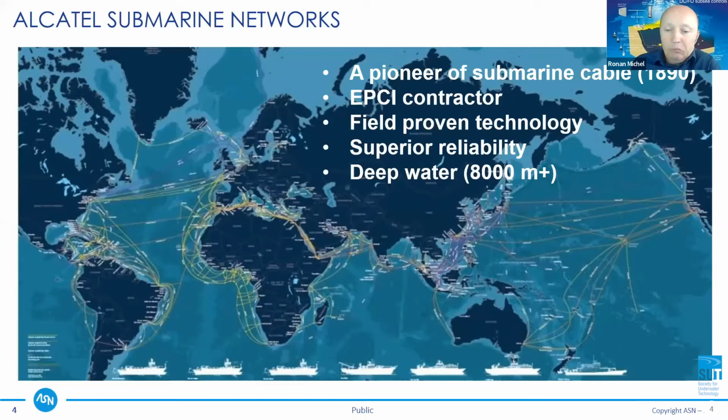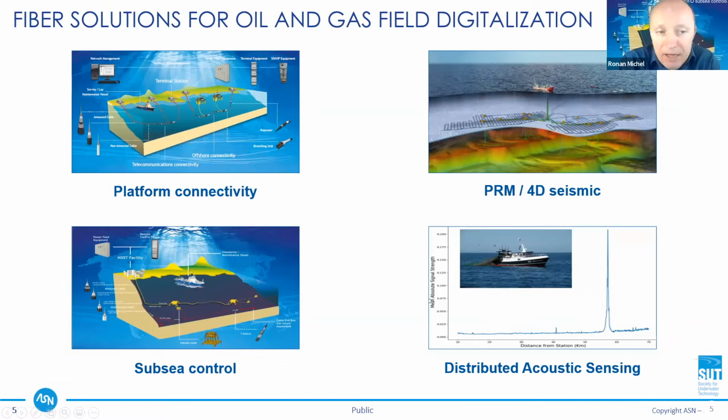So, ASN's main business is about telecom, but because the telecom market was cyclic, ASN decided to diversify into the oil and gas market. So the first step was to connect platforms. Connecting a platform is like connecting a small country or an island. And so this connectivity brings 100 gig reliable connectivity to the platform back to the corporate internet, enabling better safety, remote operation, and remote support. So that is the very first step.